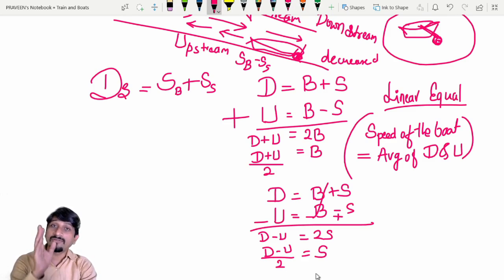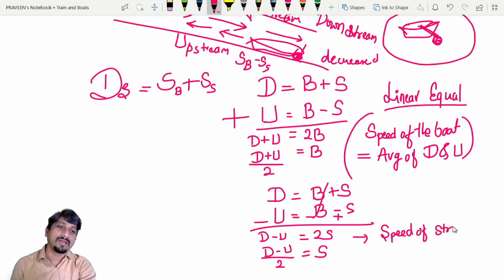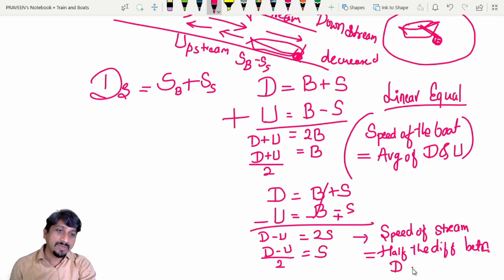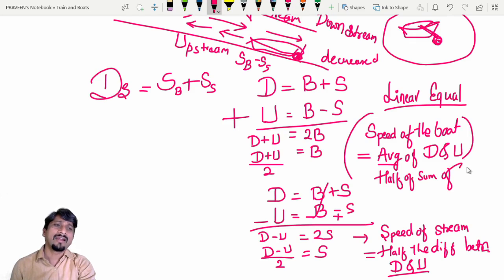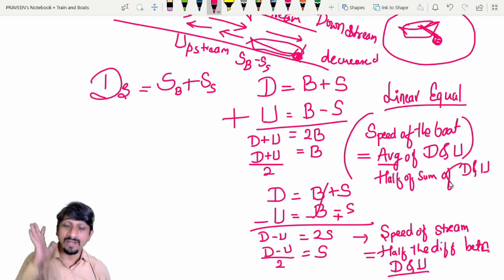So half of the difference. Remember this: speed of a stream is equal to half the difference between downstream speed and upstream speed. This average means what? Half of sum of. Understand this, you will be able to solve the questions very fast.